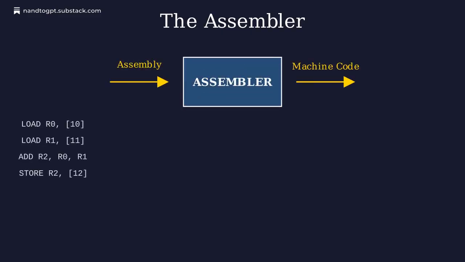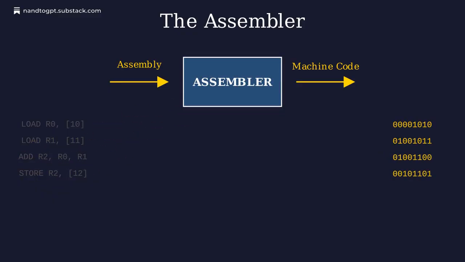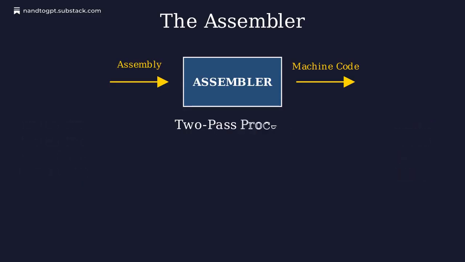Assembly has a beautifully simple structure, one line, one instruction. Each line follows a predictable pattern, an optional label, a mnemonic, and operands. This makes parsing trivial. The assembler reads line by line, splits each line into parts, and looks them up. High-level languages like Python or C have much more complex syntax. They need sophisticated parsing, but that's a story for later.